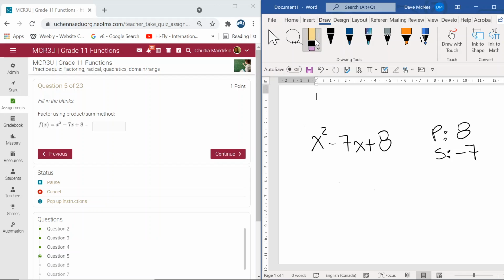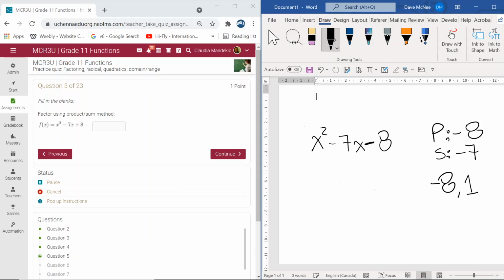Oh, and sorry, this question was changed in the test. I told you to make the 8 a negative, so I apologize. The product is negative 8, and I think I said that during the quiz. The product has to be negative 8. And if you think it out, the two numbers are negative 8 and positive 1.